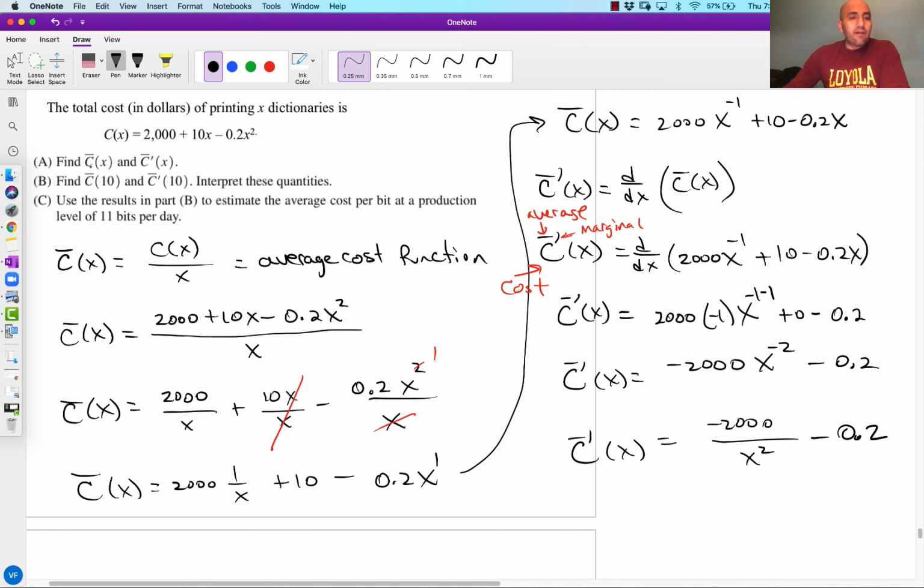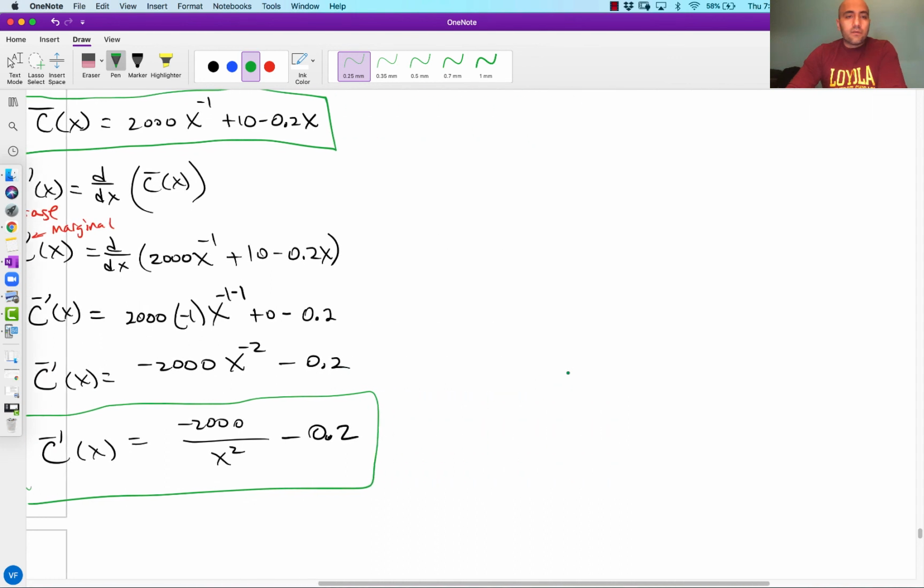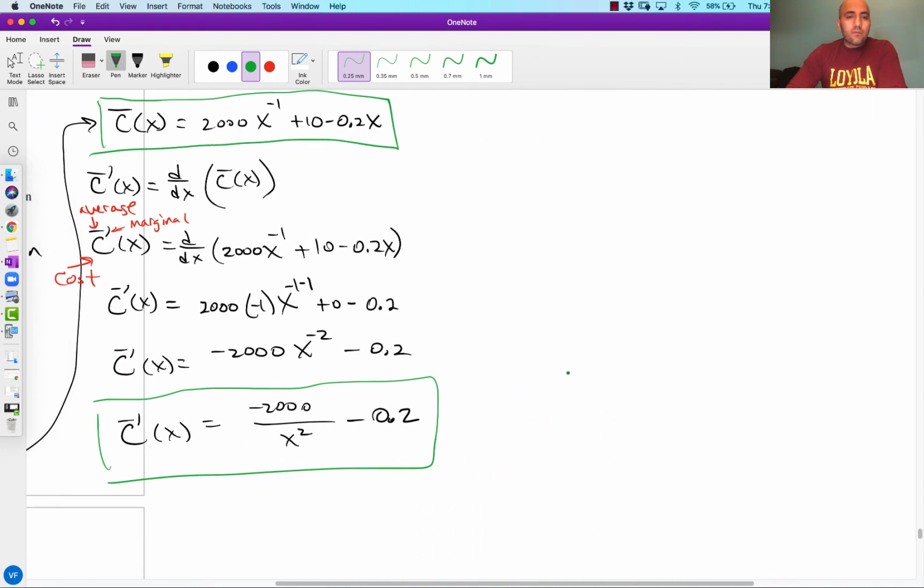Part A, find the average cost function, find the marginal average cost function. We got them, so this is the answer to part A. Okay, so now that we have those two, part B said evaluate both of those when x equals 10 and interpret the quantities. So evaluate these when x equals 10.